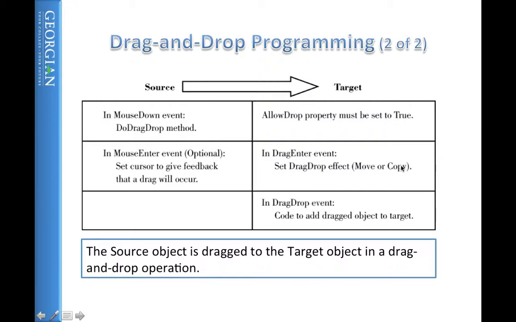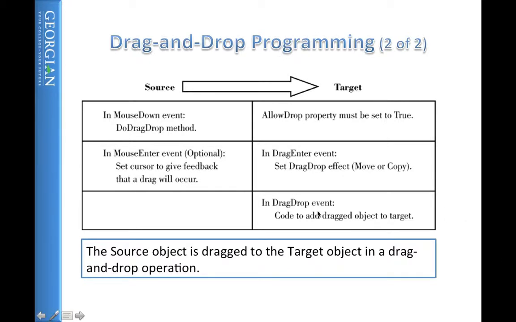When you drag and drop, you physically drag the control over and drop it somewhere else, right? When we talk about drag and drop, we're not actually physically moving controls. We're dragging and dropping data. That's what I'm talking about here. Dragging and dropping data from one control to another control, okay?